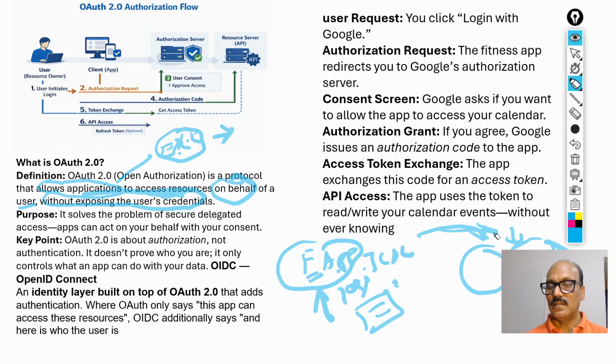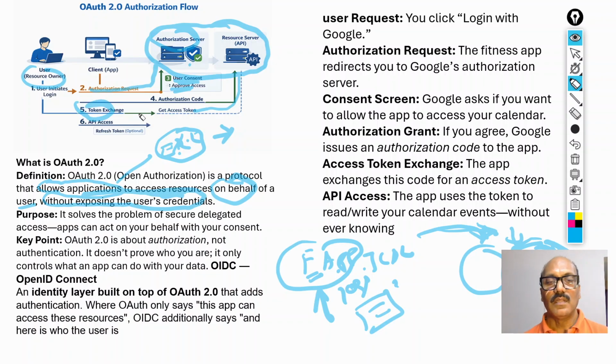Once I get authorized by Google, this entire thing is Google, the authorization request. Google will ask me to log in with my Google account. I log in, then it also throws up a window to allow the fitness app to access the Google Calendar. I will give the consent. Based on the consent, I will get an authorization code or token. Using that code, I will access that particular component of Google.